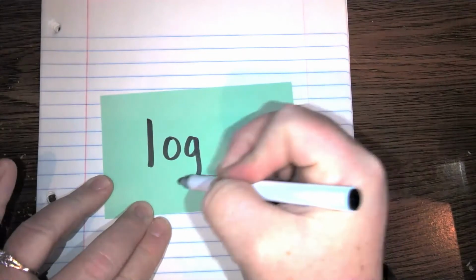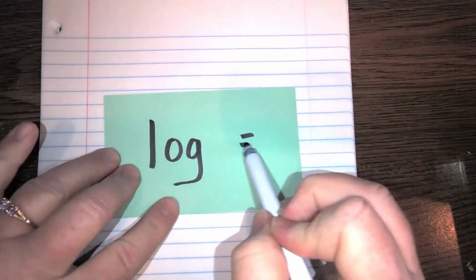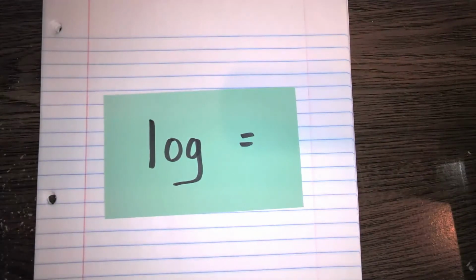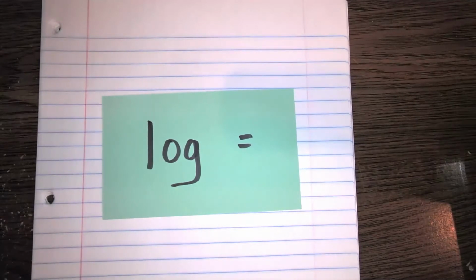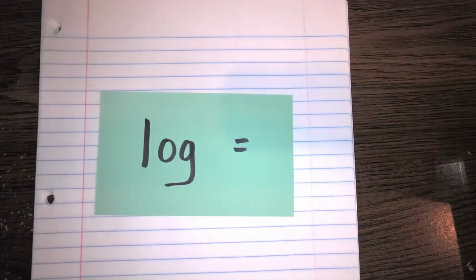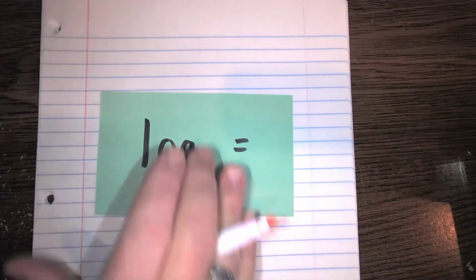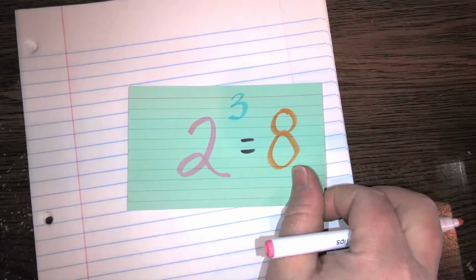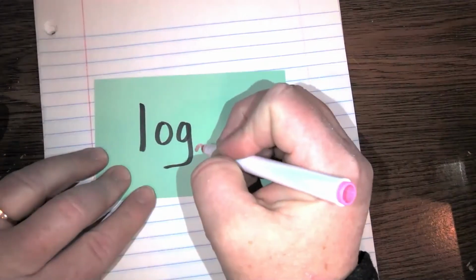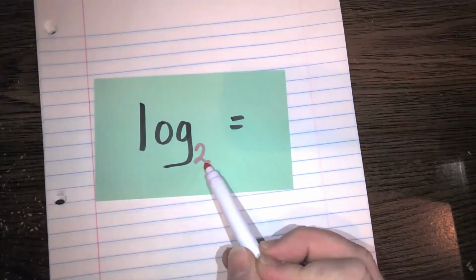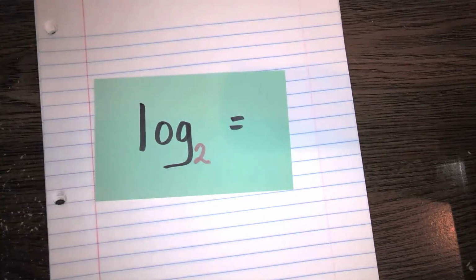So I need you to write the word log. And I wrote it in black because it's going to be the same as the equal sign. And I'm going to take those same colors that I used on the front and show you where they end up in the log. So you'll notice, I had 2 to the third equals 8. Well, when you write it as a log, that 2 is represented down here. It's like a little subscript.